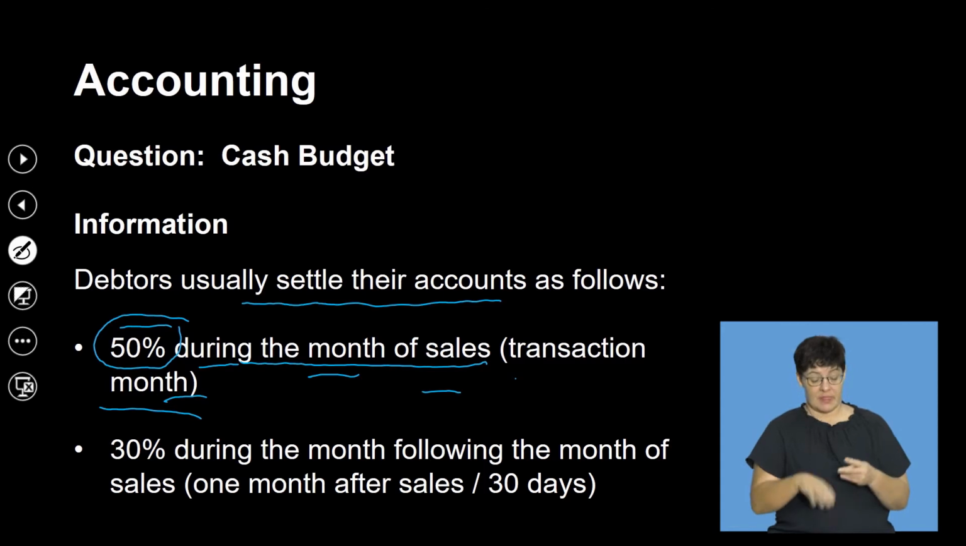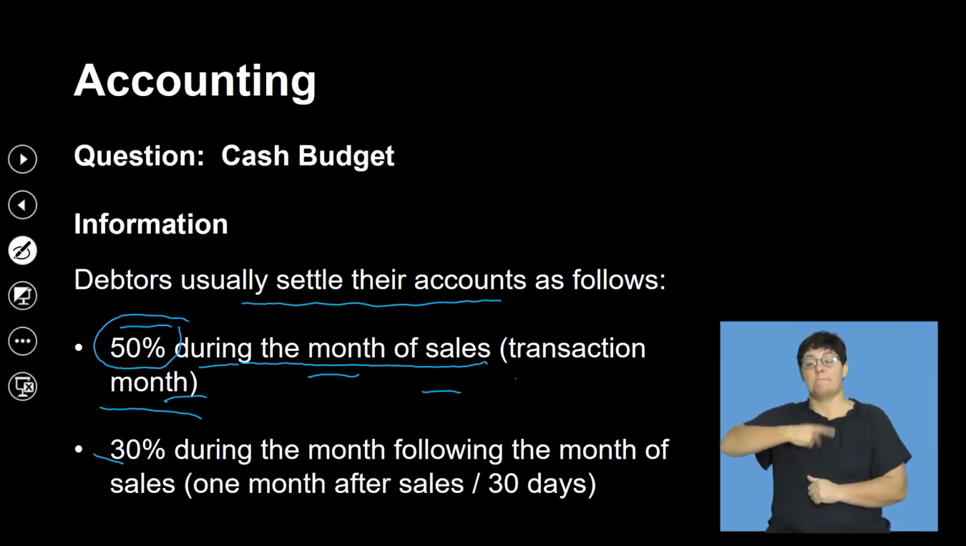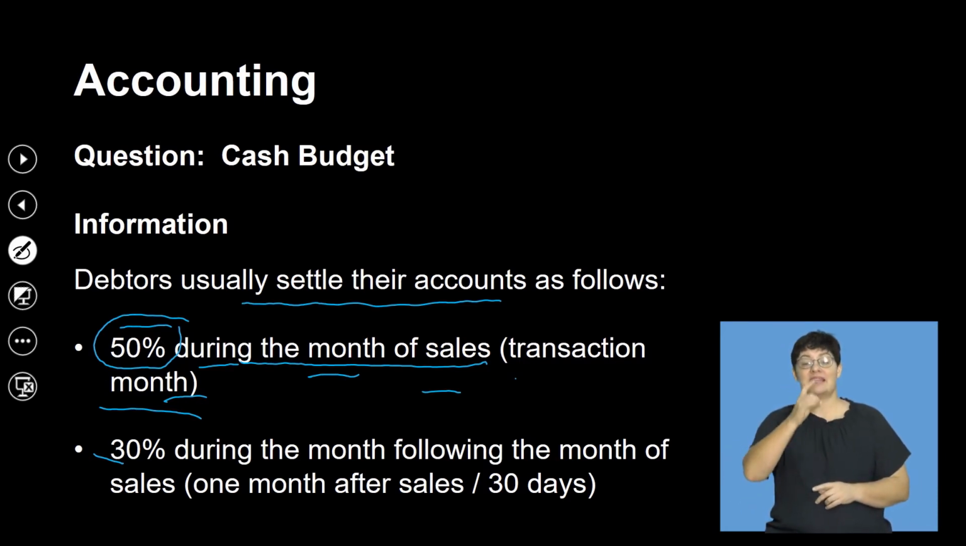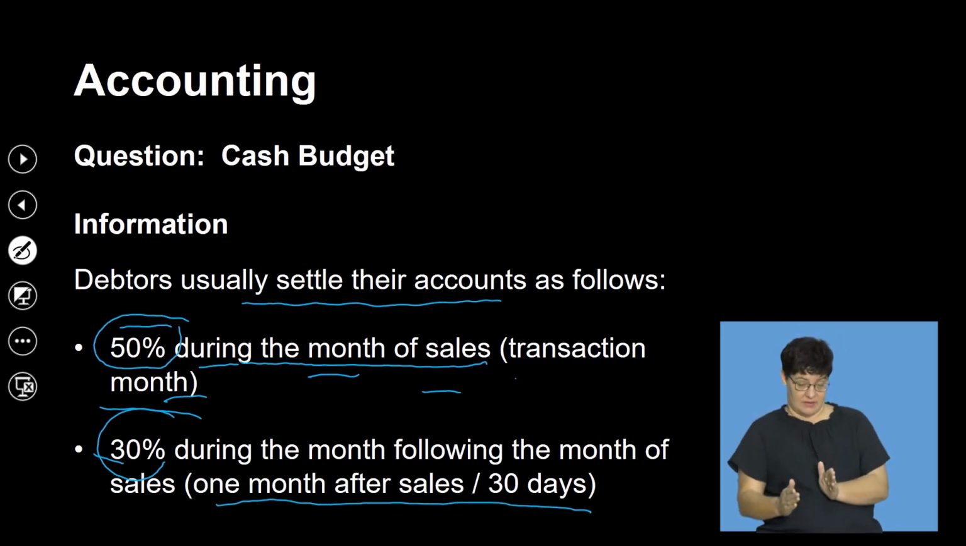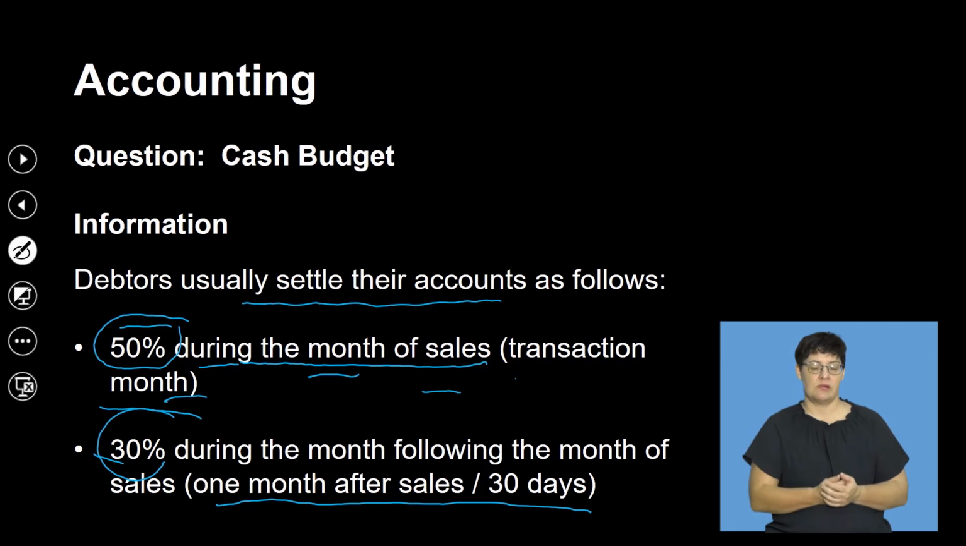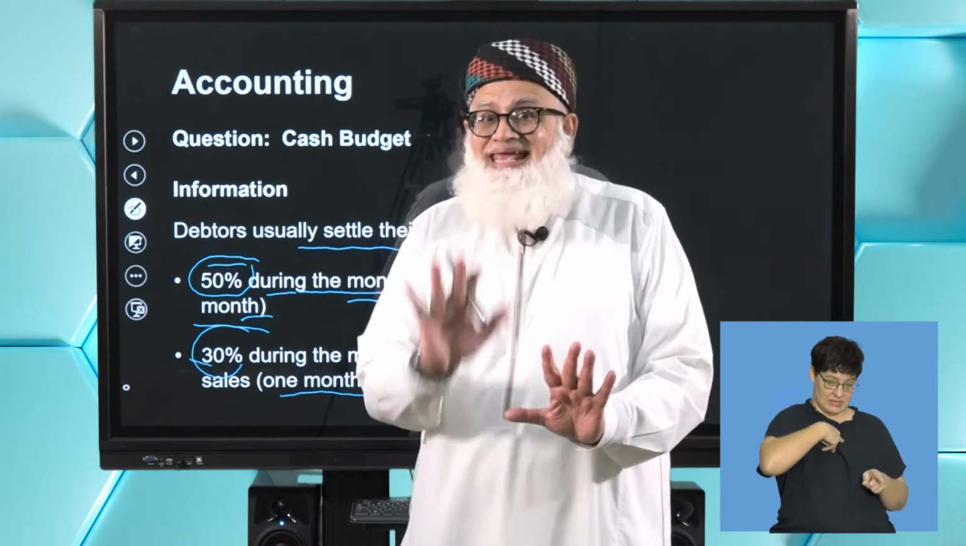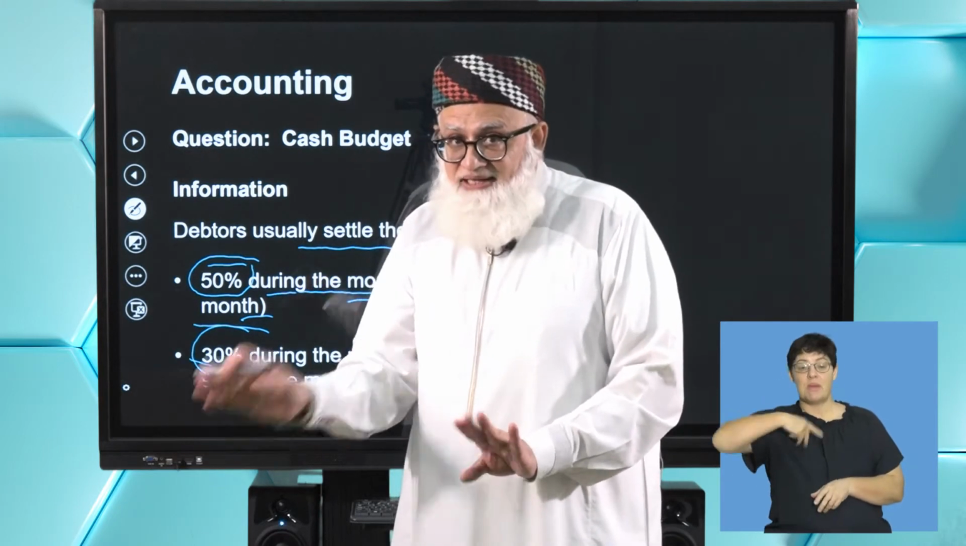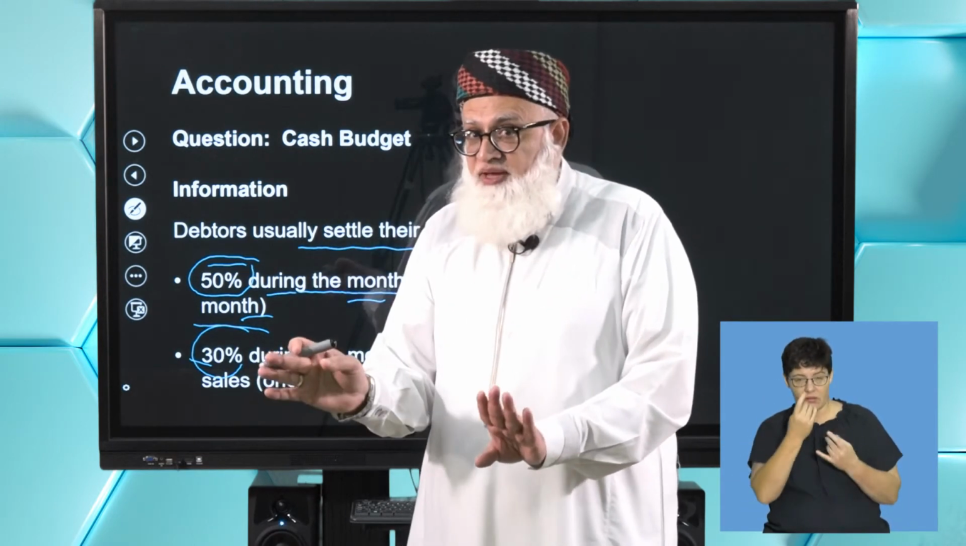Then you expect 30% of your debtors to pay the month following the month of sale. So if you sold in August, 50% will pay you in August, 30% will pay you in September. Can you see? 30% during the month following the month of sale. It means 1 month after the sale month. So clearly you can see. Again, keep focused. August is when we sold on credit. 50% will pay us in August. 30% will pay us in September, right? So you can clearly see the flow of information.